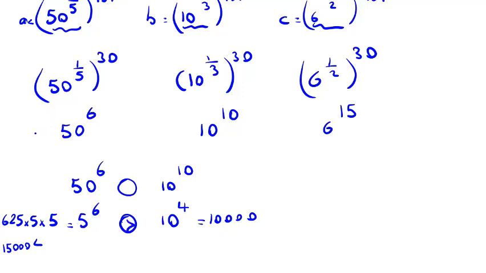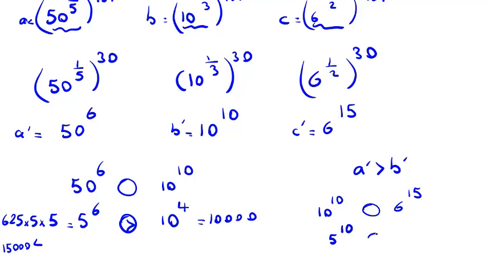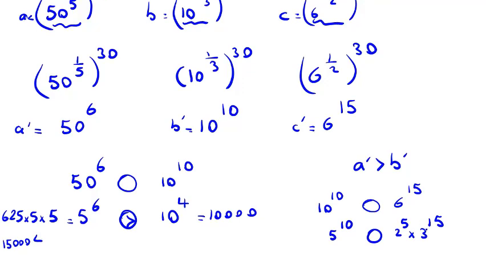So if I consider this one A prime, this one B prime, this one C prime, here I proved that A prime is greater than B prime. Now here I consider, for example, 10 to the power of 10 and 6 to the power of 15. Then it will be 5 to the power of 10 times 2 to the power of 10, and 2 to the power of 15 times 3 to the power of 15.